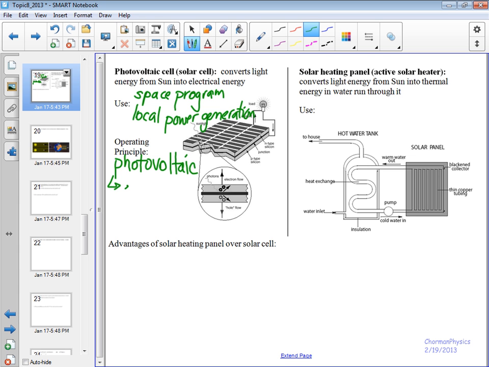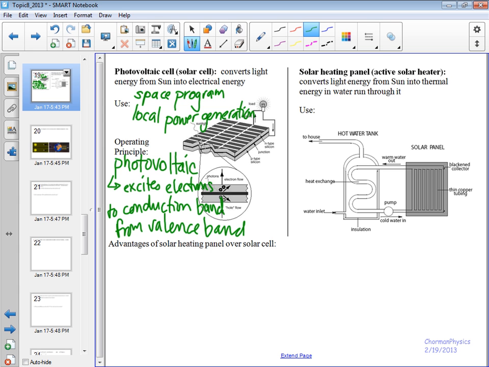So it excites electrons to the conduction band from the valence band, all right, which is just basically an energy level within our semiconductor, okay? So what this does is that it gives it some energy, and we connect it to a circuit, all right, and we're able to do some electrical work.